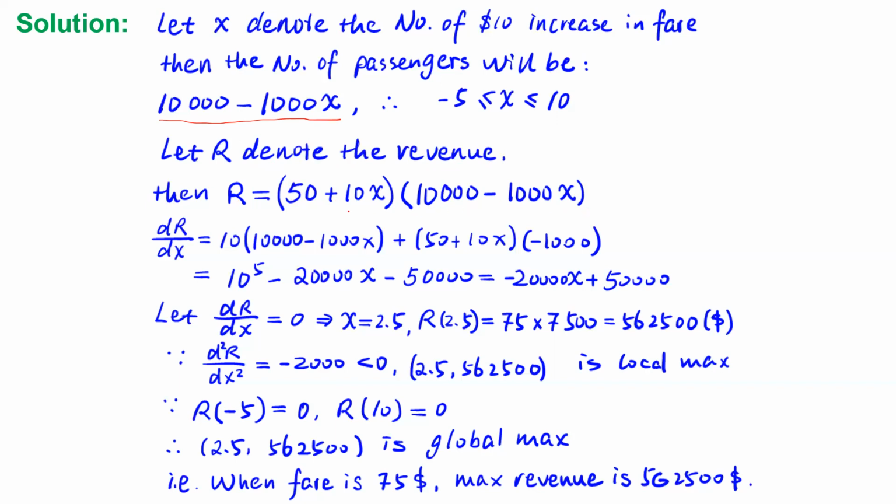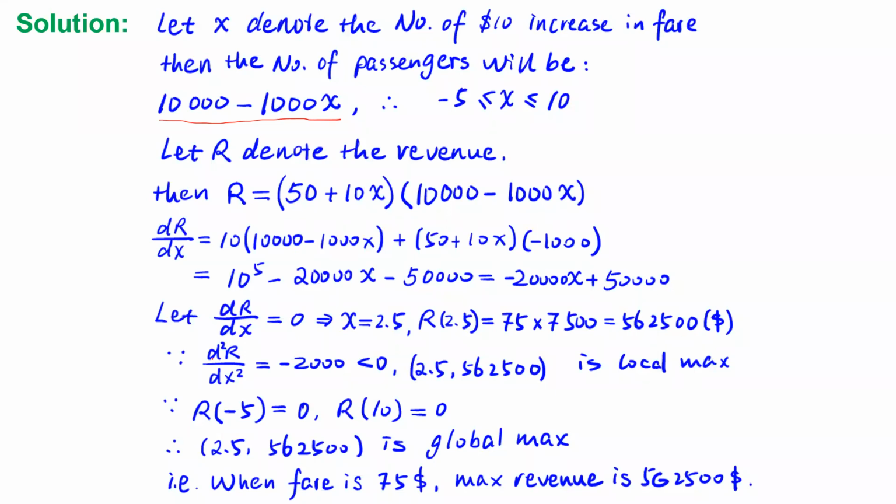So in order to optimize this equation R, we need to find its first derivative, right? The first derivative is -20,000x plus 50,000. Then we can let the first derivative be 0. Then we find the solution x equals 2.5. Then we calculate R at x equals 2.5, which gives us $56,250. Then we need to check whether this number is a local minimum or local maximum.